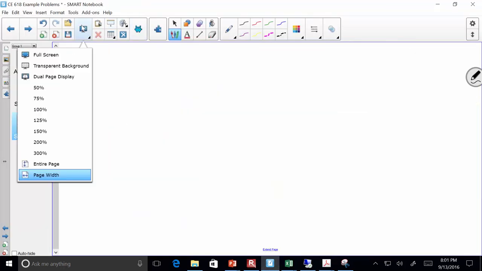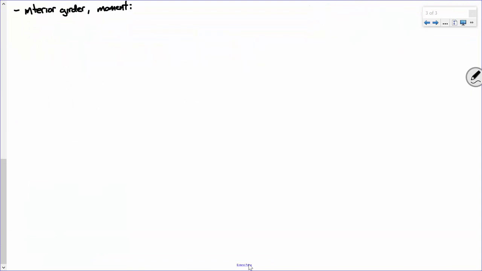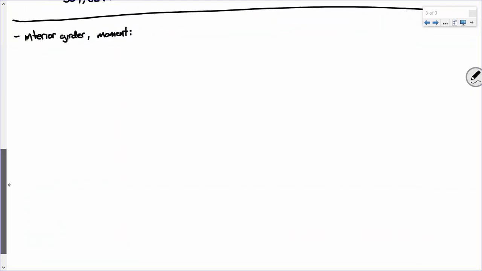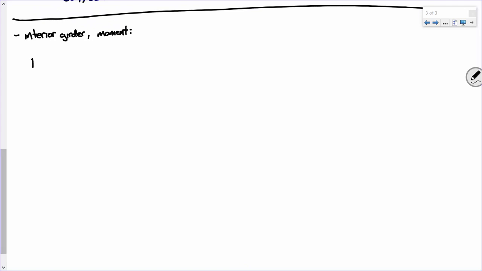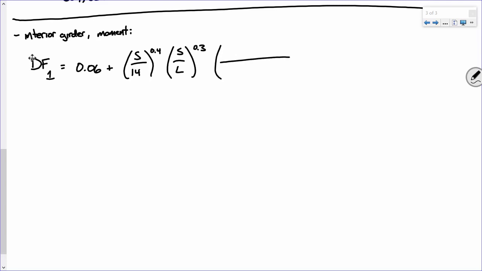All right. So if you want, some people use G for distribution factor. Some people just use DF. No big deal. So I'm going to say distribution factor for single lane loaded is 0.06 plus S over 14 raised to the 0.4, S over L raised to the 0.3. You can tell I've done this a lot since I kind of just remember this. Kg over 12 L t_s cubed, actually let me put the decimal, 0.1.